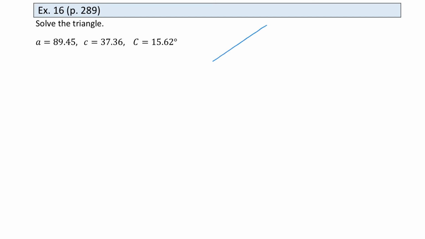Let this one be side A, and A is 89.45. Then we have side C, which is a shorter side, and C is 37.36. I am not sure how big this angle should be when I draw this triangle, but that is okay. But I know that the angle that is opposite of side C will have 15.62 degrees. So let's form the triangle, and this angle will be angle C, and it will measure 15.62 degrees. Also, opposite of side A will be angle A, and opposite of side B will be angle B.